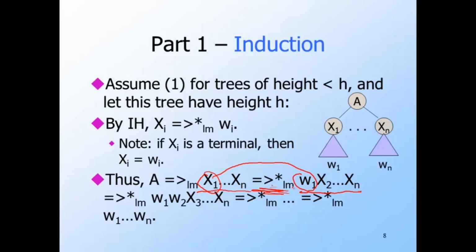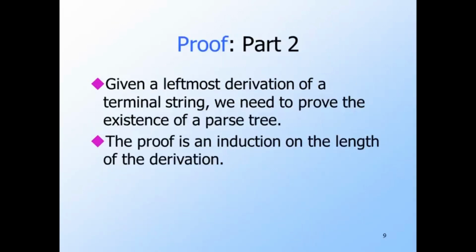We can continue arguing this way for each xi in turn. Either it is a terminal, in which case nothing needs to be done, or it's a variable, in which case we can perform a leftmost derivation of wi from xi. The needed sequence of leftmost derivations is a leftmost derivation of the entire yield w, that's w1 through wn, from A. Now we need to prove the other direction, that leftmost derivations can be turned into parse trees.